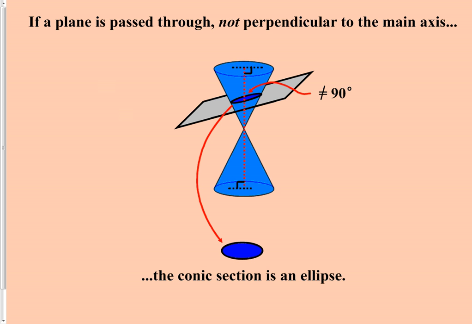Ellipses are going to be another of the conic sections that we are going to be interested in looking at in Algebra 2.